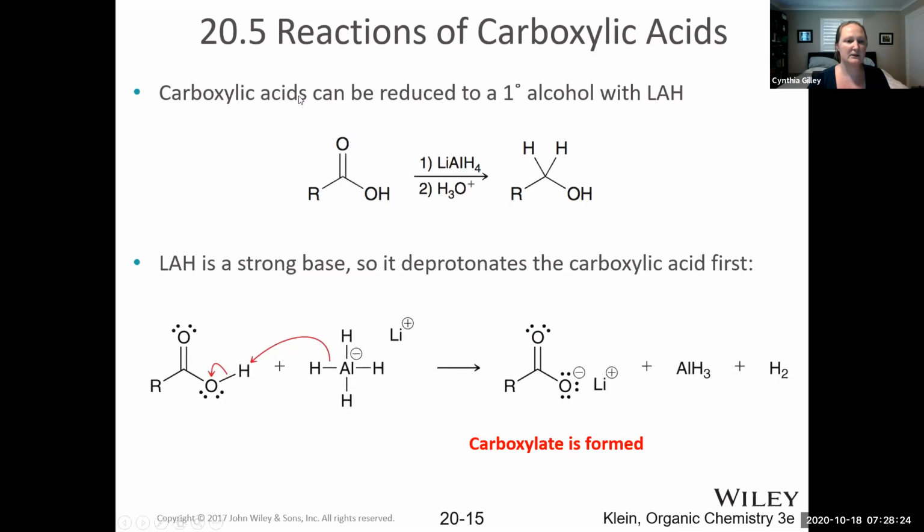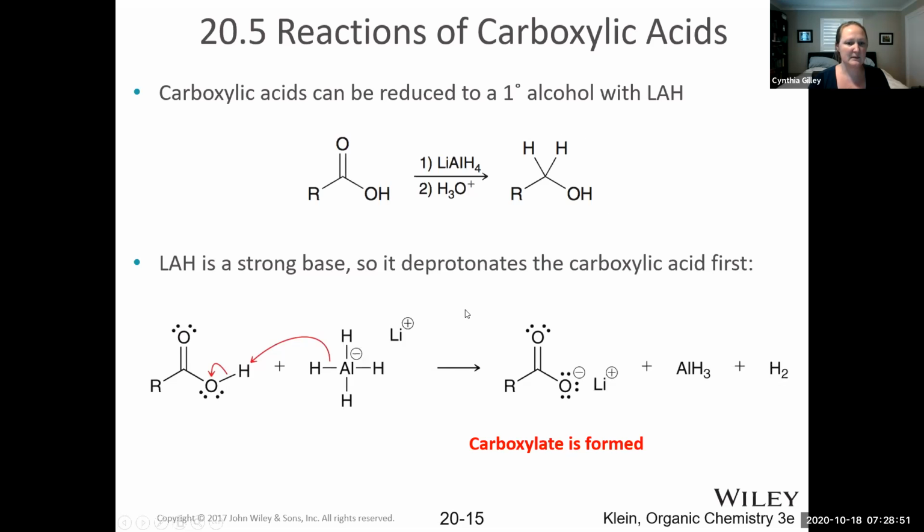Okay, so now we're going to start talking about reactions of carboxylic acids. Carboxylic acids can be reduced to primary alcohols with lithium aluminum hydride. So here's a carboxylic acid. Notice the reagents are lithium aluminum hydride followed by an acidic workup, and we're able to completely reduce the carbonyl and synthesize a primary alcohol.